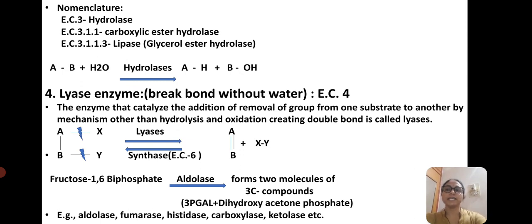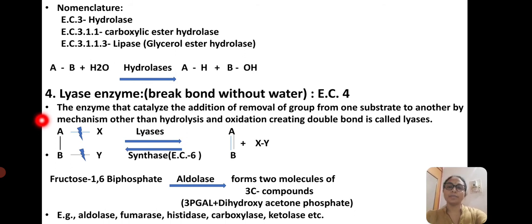So we can take the nomenclature EC 3 hydrolase, carboxylic ester hydrolase. So here the ester group has been cleaved or broken. And the last digit indicates the trivial name, that is glycerol ester hydrolase will be the complete name, but the trivial name is lipase. So that is how we classify and name in case of IUPMB classification.